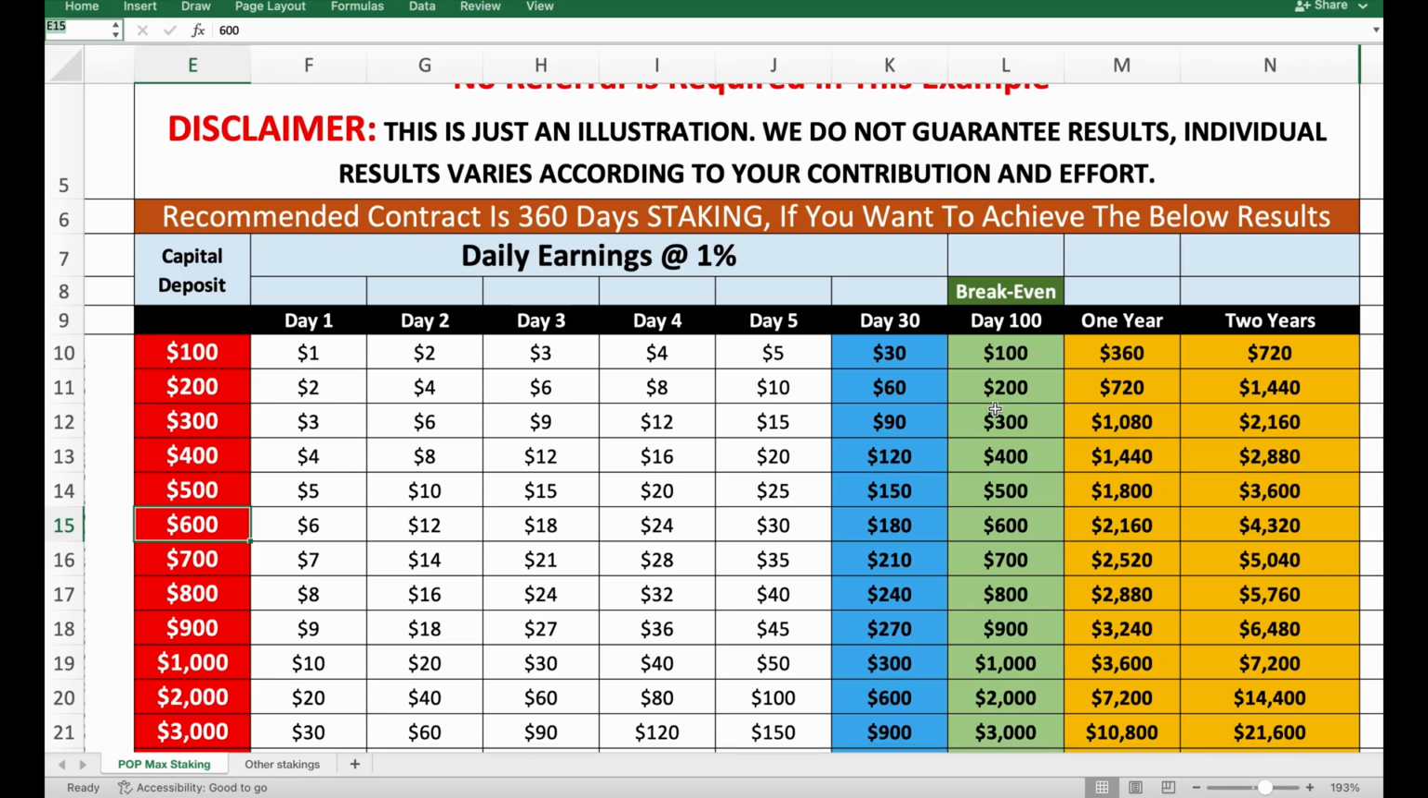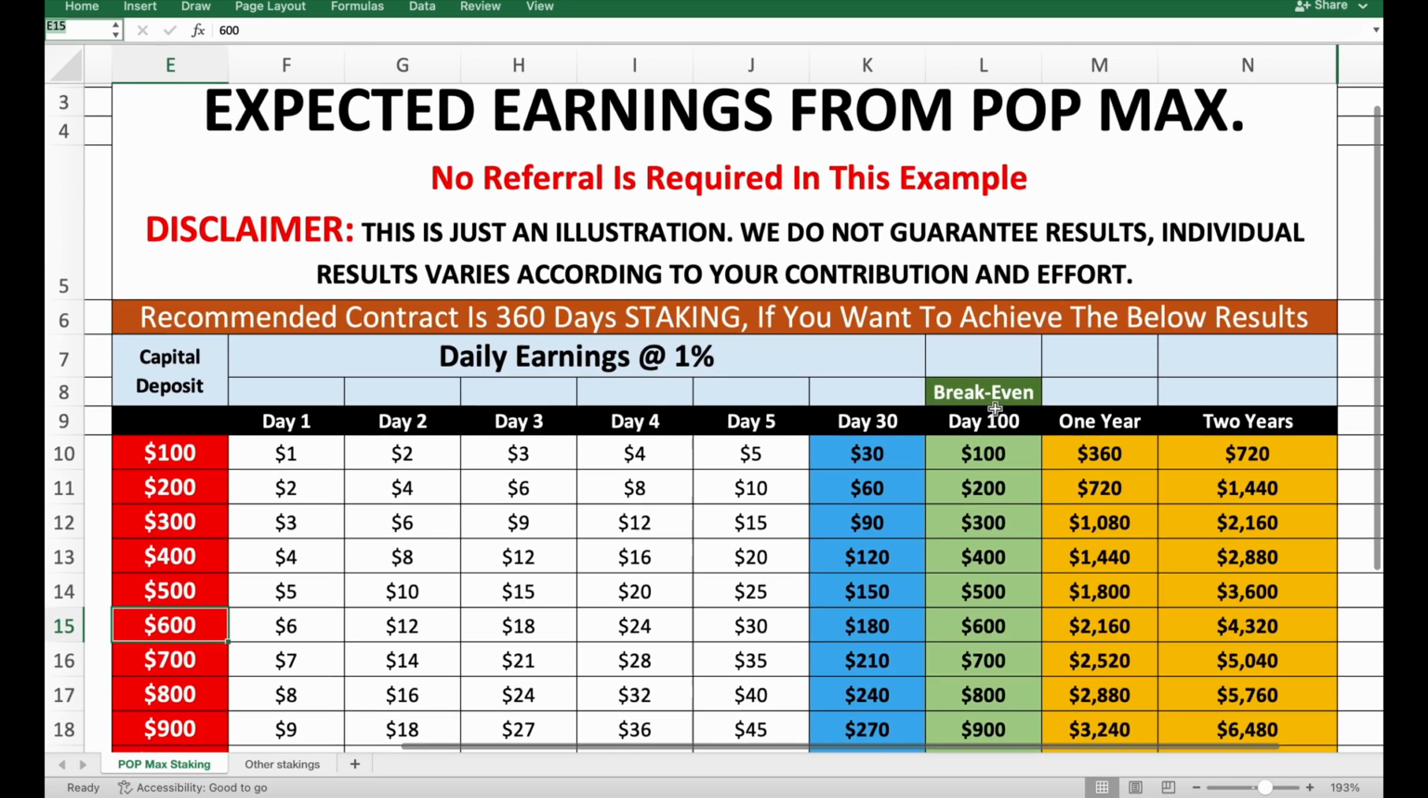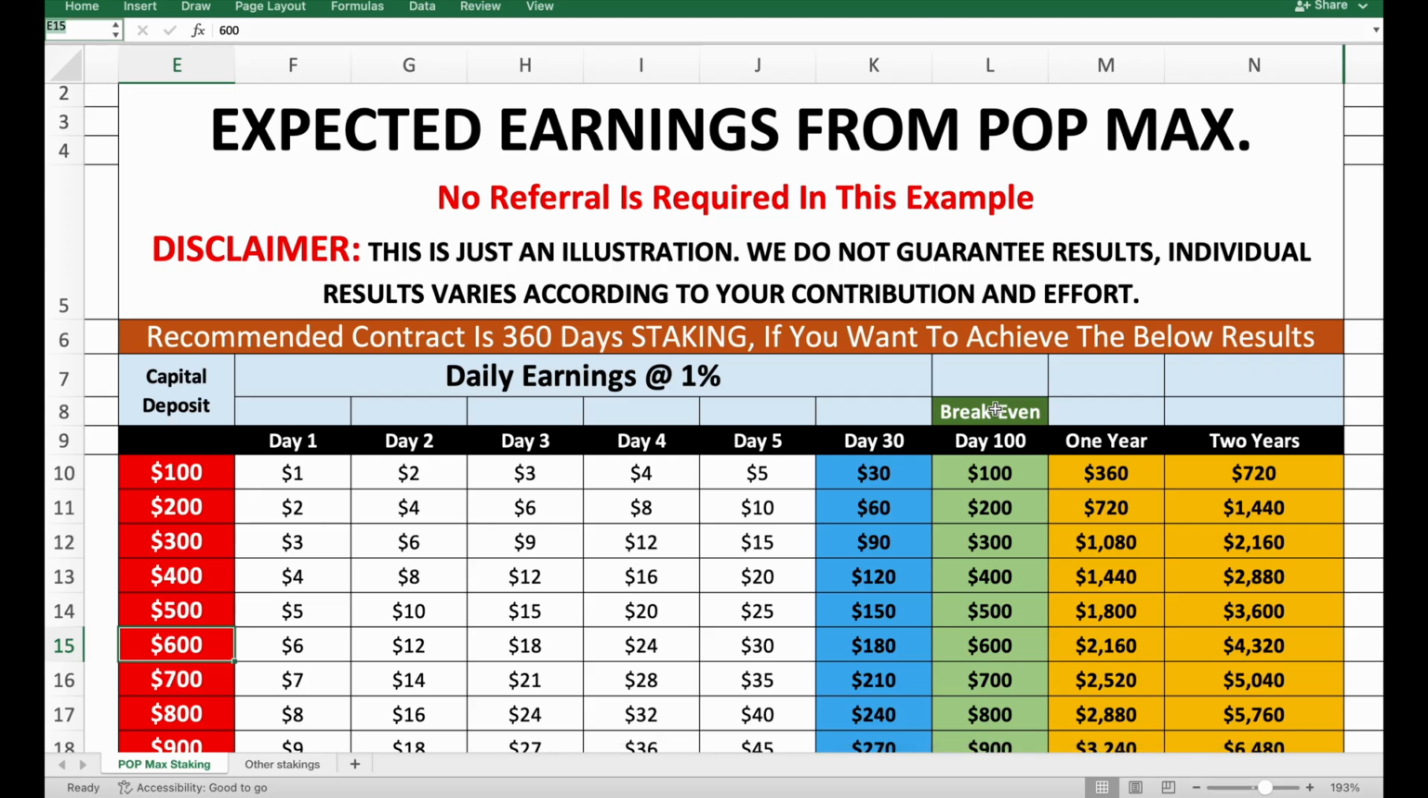Okay. Now, let's break it down. If you join this platform, PopMax, and you really want to earn this 1% daily, you will have to choose the contract of 360 days staking. That is the only time this particular spreadsheet that you are looking at applies. If you are choosing any other day that is not on this spreadsheet, then this spreadsheet does not apply.